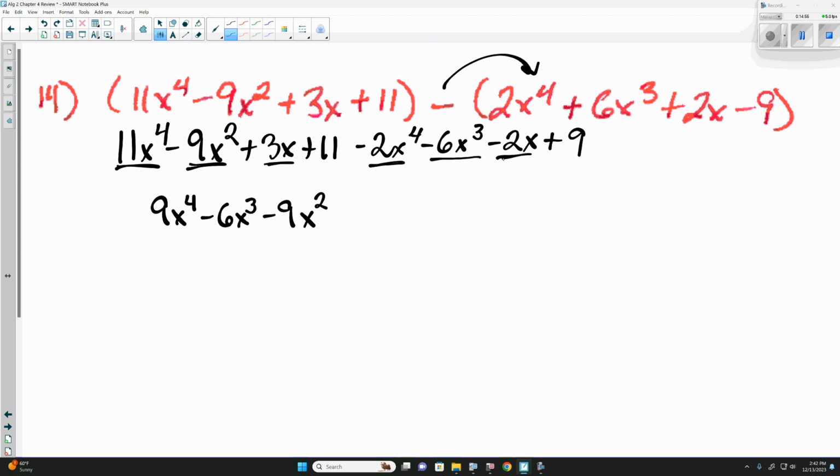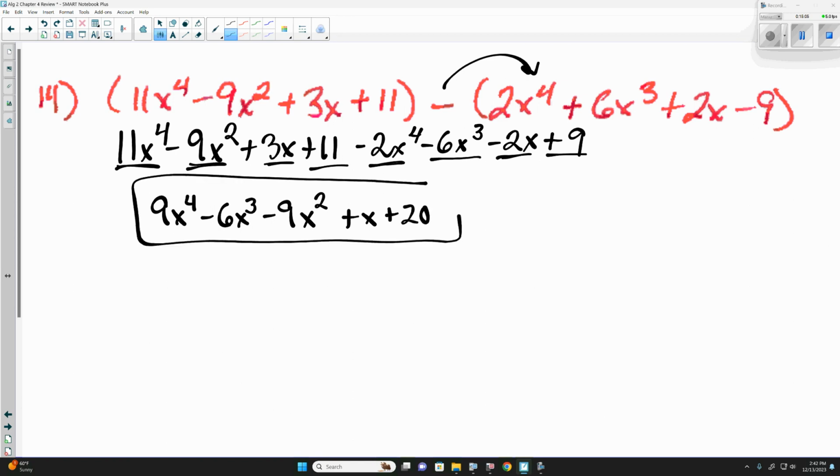X, we do have two of them, 3x and negative 2x. 3x minus 2x is plus x, and 11 plus 9 is plus 20. So if there wasn't any other like terms except for the 1, we just put it in its place. There's nothing to combine it with.